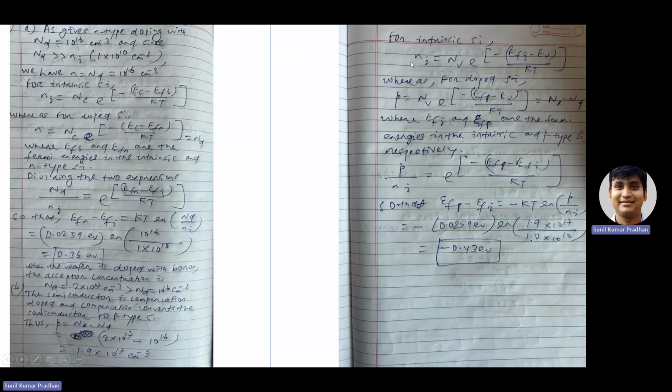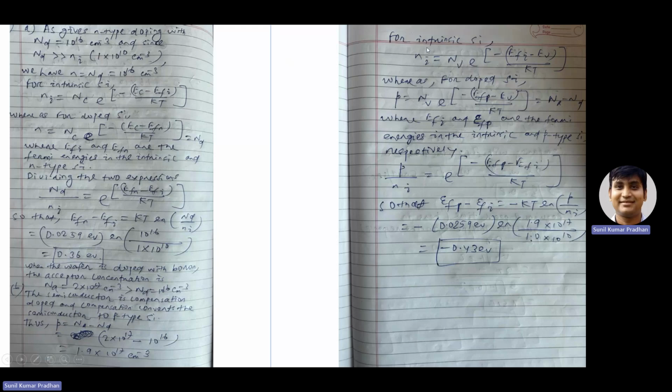Now for intrinsic silicon, the intrinsic carrier concentration will be Nv times e to the power minus (EFi minus Ev) by kT. Nv is the density of states at the valence band edge. Whereas for doped silicon, the hole concentration p equals Nv times e to the power minus (EFp minus Ev) by kT, which is equal to Na minus Nd, because the hole concentration is equal to Na minus Nd. Here EFi and EFp are the Fermi energies in the intrinsic and p-type silicon.